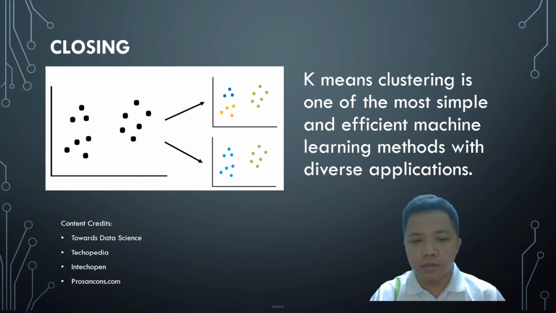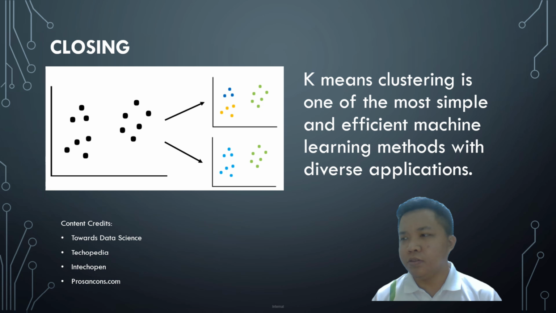Before we end this video, I'd like to highlight the summary of what k-means clustering is. It's very simple and straightforward. I couldn't emphasize enough that it's one of the most simple and efficient machine learning methods out there, with very diverse applications. Regardless of what kind of business or industry you are in, it's an effective way to cluster your data based on their commonality and behaviors. Part of the advantage of being simple and straightforward is that it's easy to apply once you have the knowledge and the infrastructure for it.